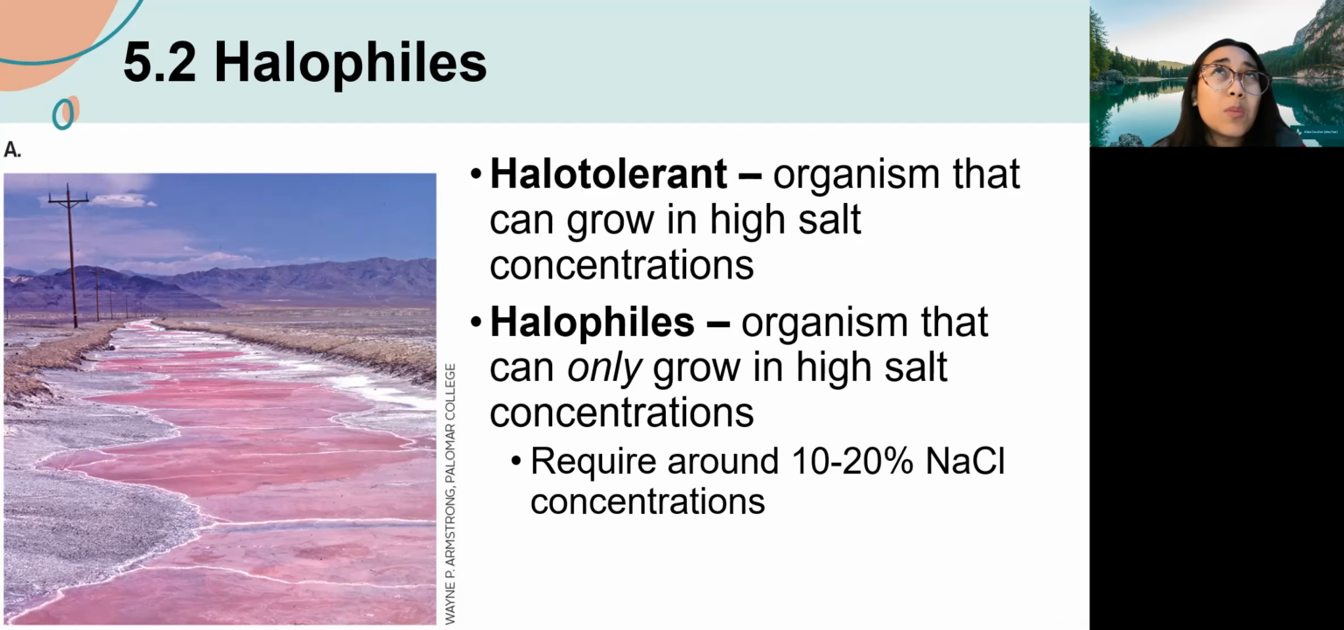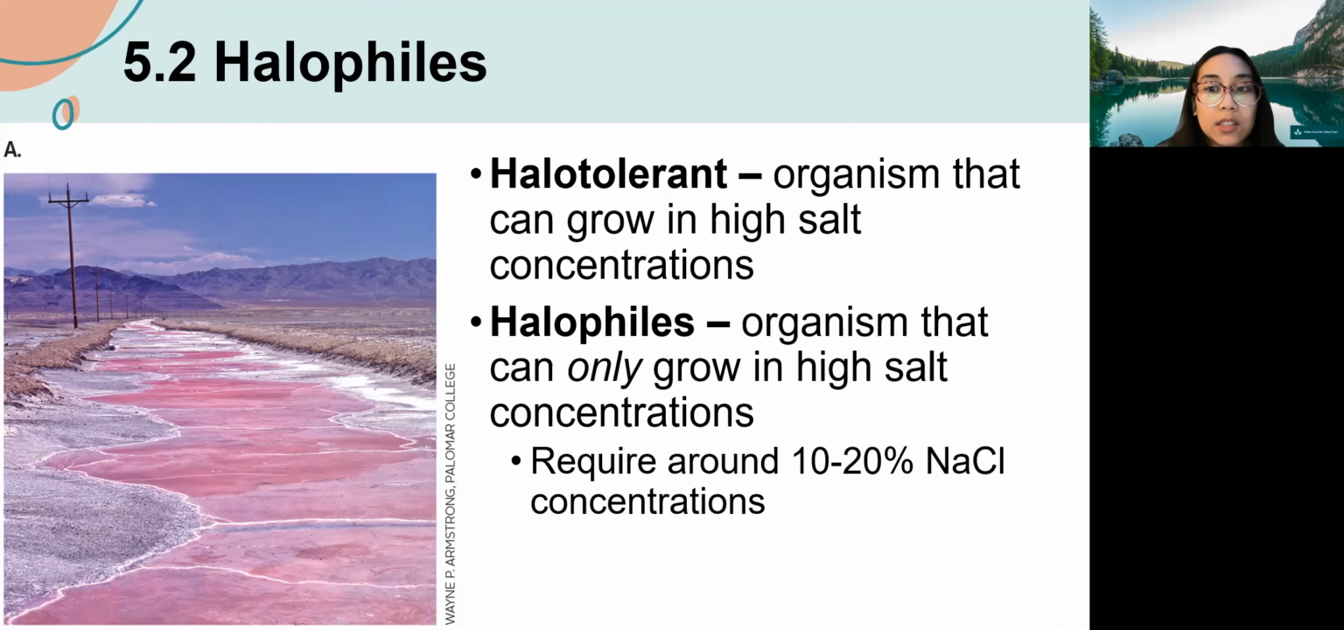Think about the human body. Normal saline is like what, 0.8%? I can't remember. 0.85 is normal saline, which is the salt concentration of the body. Let me check. 0.9 or 0.85. Yeah, so 0.9%. That's less than 1%. So these halophiles are living in conditions that are 10 to 20 times more salty than anything that we've ever been familiar with. So that's really insane. So yeah.